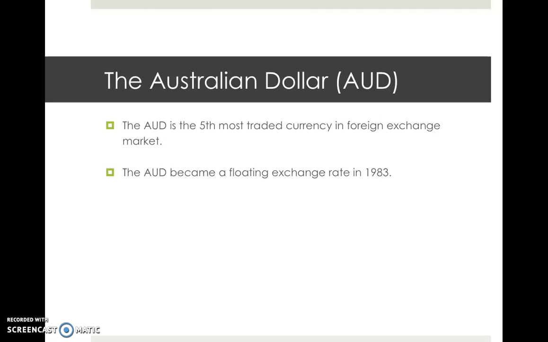The Australian dollar is the fifth most traded currency in the foreign exchange market. It became a floating exchange rate in 1983, which is a type of regime where the currency price is set by the foreign exchange market based on supply and demand compared with other currencies.